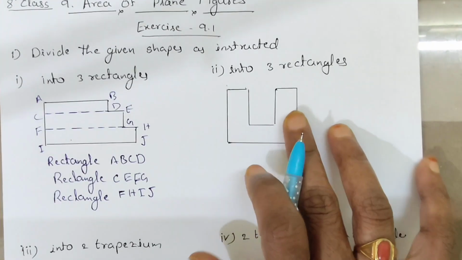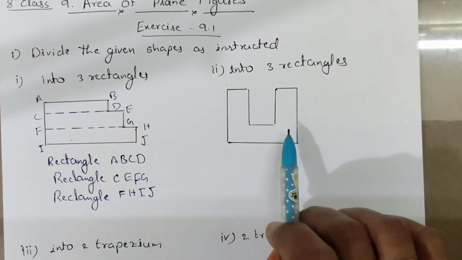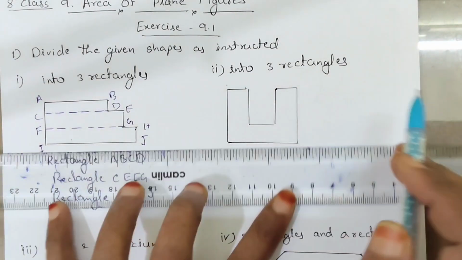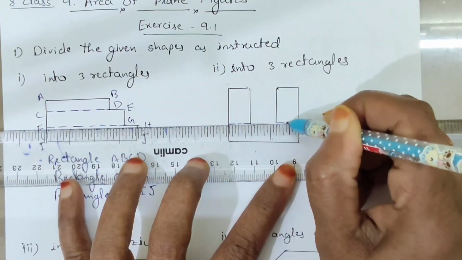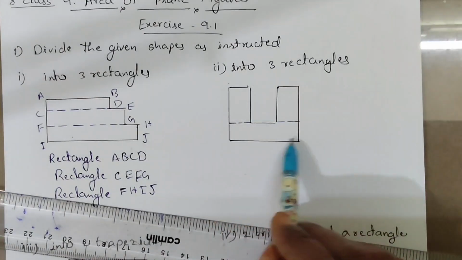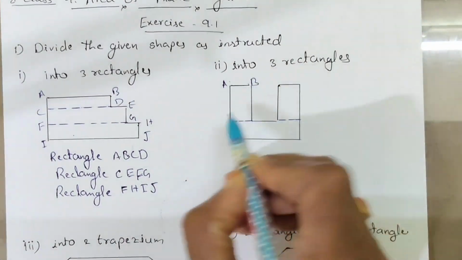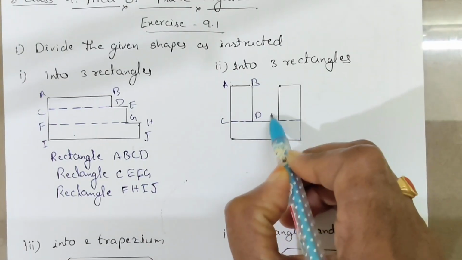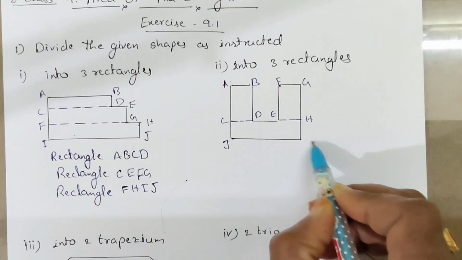Now the next one we also divide into 3 rectangles. This is the U-shaped diagram. So here we join these 2 points, and here also join these 2 points. Now this is one rectangle, this is one, and this is one. So here are 3 rectangles. We write the points A, B, C, D, E, F, G, H, J, I.